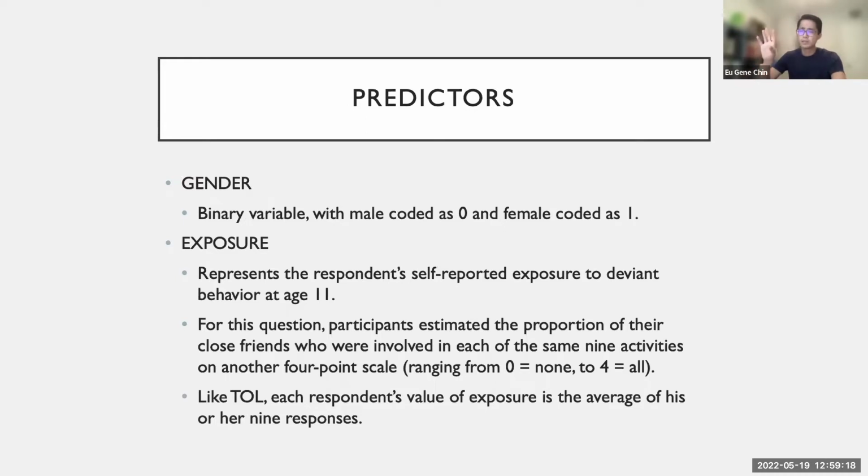In terms of the predictors of interest for these examples in chapter two, we'll look at gender. In this data set, it's a binary variable with male coded as 0, female coded as 1, and exposure. So exposure is supposed to represent their own self-reported exposure to deviant behaviors at age 11. For this question, participants basically estimated the proportion of their friends who were involved in each of those same 9 activities that we just talked about, except just rating it on a slightly different 4-point scale with higher ratings indicating higher exposure to deviant behaviors. Just like the previous variable for tolerance, their value of exposure in the data set is basically going to be the average of the 9 responses at each particular data point.